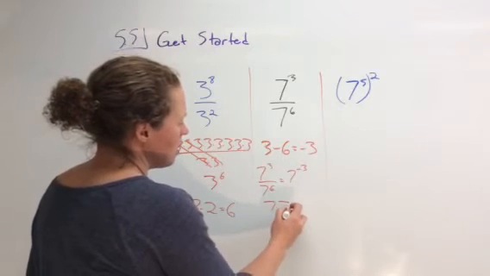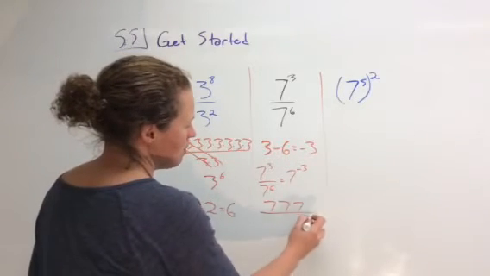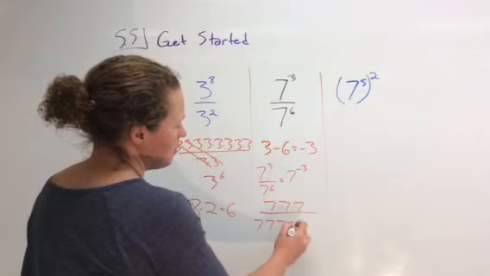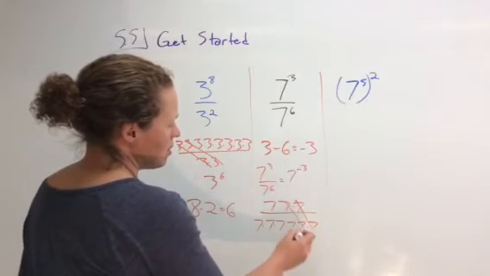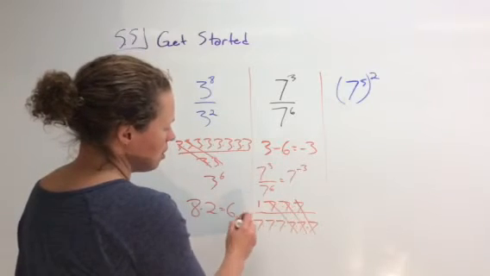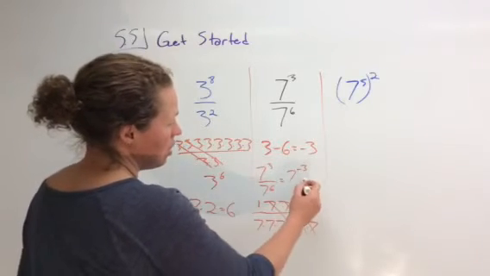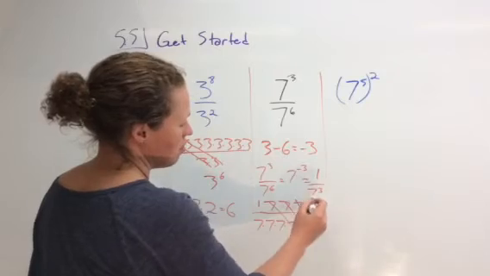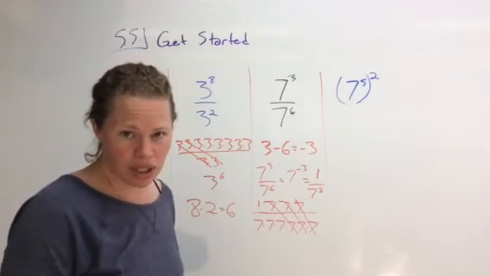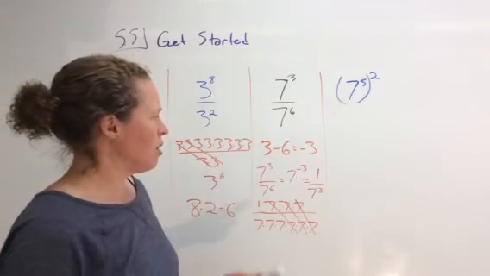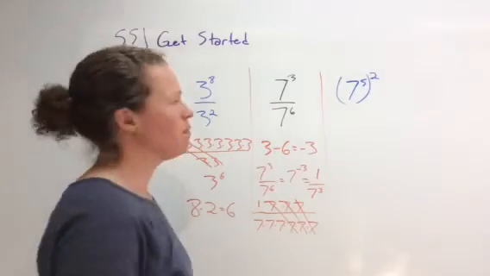And if we wanted to draw that out, that would be 7 times 7 times 7 over 7 times 7 times 7 times 7 times 7 times 7 on the bottom. And cancel that out, and you're left with 1 over 7 times 7 times 7, which is the same as 1 over 7 to the power of 3, or 7 to the power of negative 3, whichever way you want to look at it. So you still follow the same pattern, it still gives you a correct result.